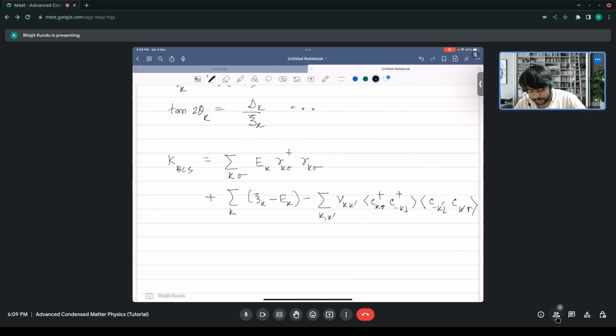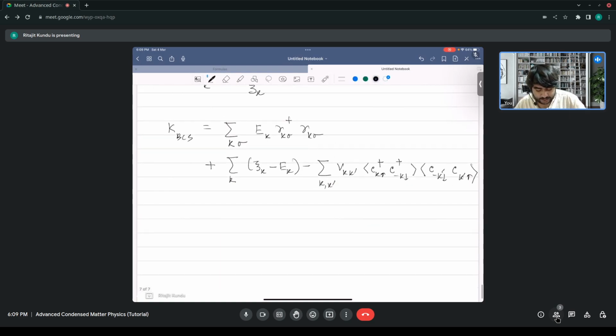Now the ground state is defined by this identity. Ground state means that if I have an annihilation operator at any momentum or sigma, when that acts on the ground state, that should be 0. So that is the definition of the ground state.